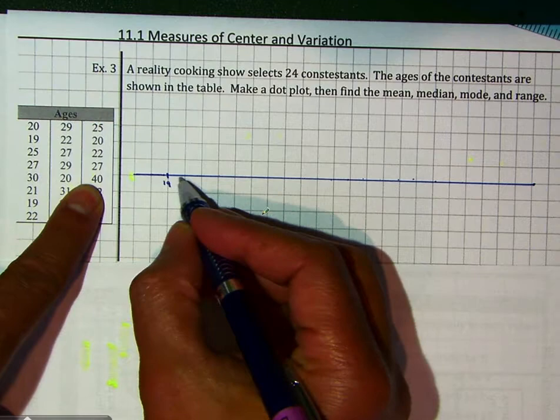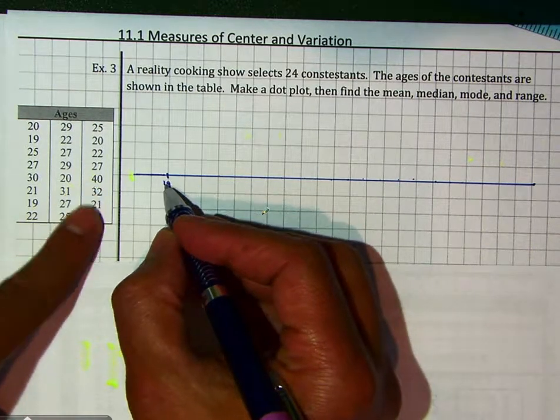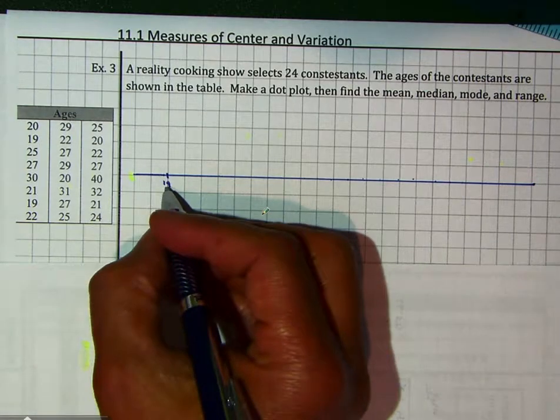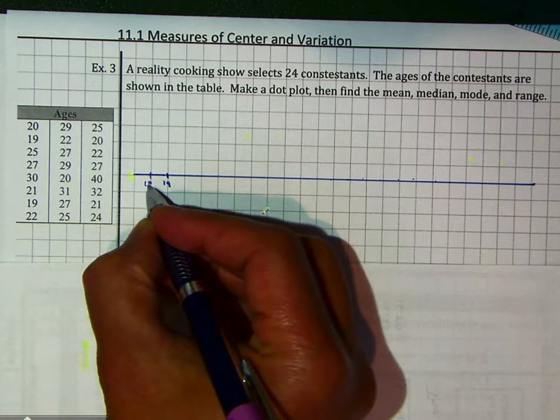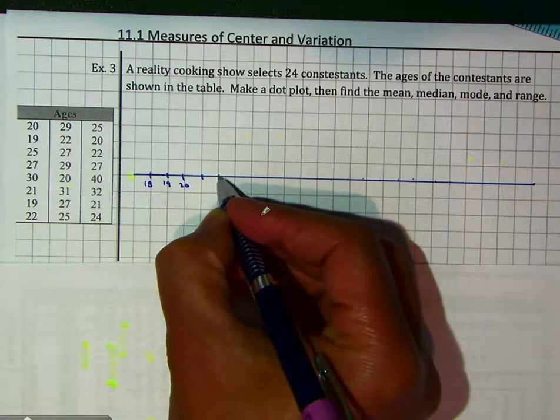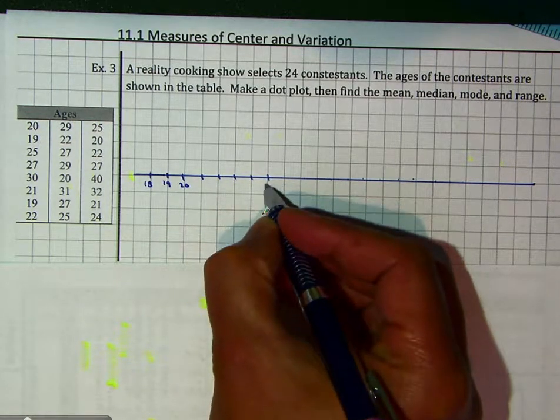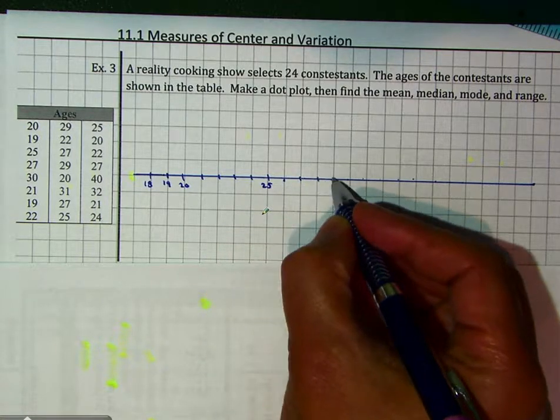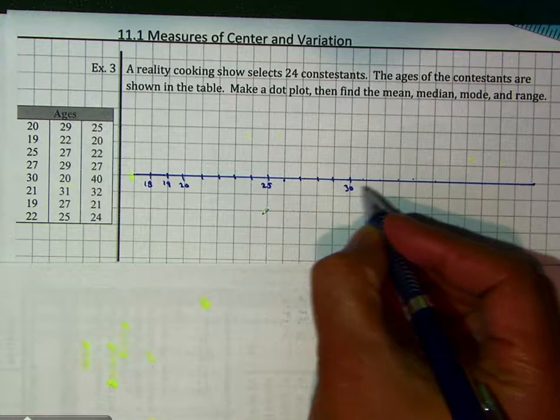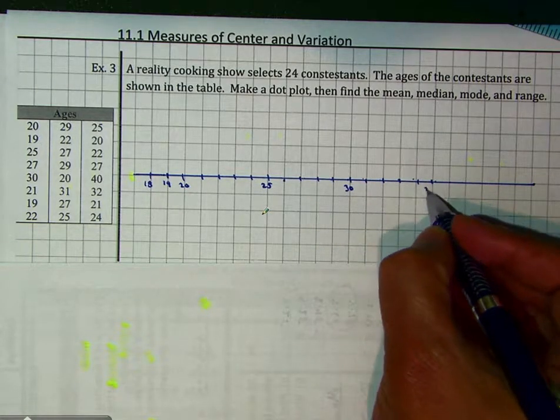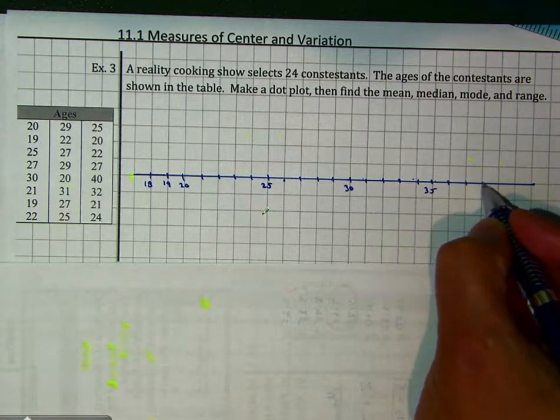Otherwise, you can go by twos if you want. You can say this is 18, 20, 22. In this case, I do have enough space. So I know that this is 18, 19, 20, 21, 22, 23, 24, 25. I'm just going to label every 5. 26, 27, 28, 29, 30, 31, 32, 33, 34, 35, 36, 37, 38, 39, 40.